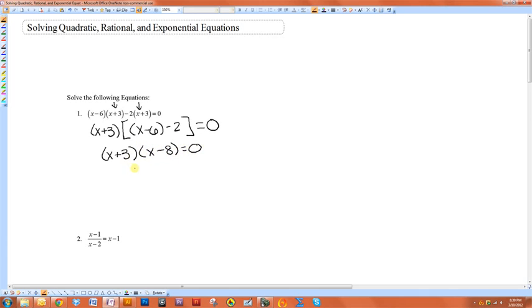So now I have a completely factored quadratic equation, and I can use the zero product principle that says that x plus 3 has to equal 0, or x minus 8 has to equal 0. So that means x equals negative 3, or x equals 8.